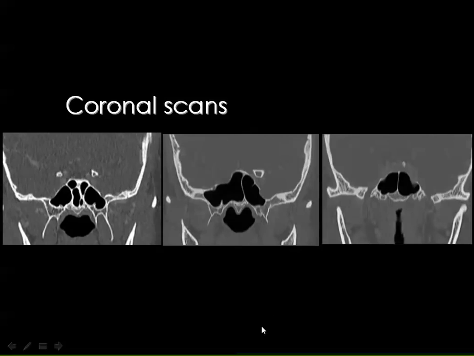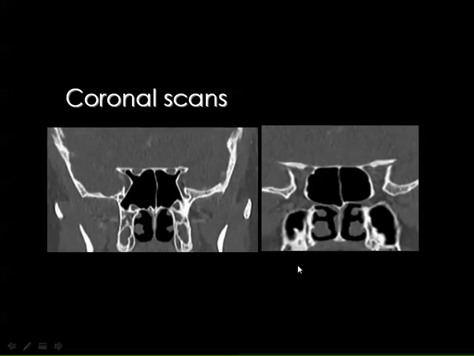The coronal scans start from the posterior wall of the sphenoid sinus, and here you can see some septations inside the sinus. Then as you proceed anteriorly, you see the sphenoid sinus two compartments, and this is the skull base, and these are the region of the pterygoid blades. Then you go more anteriorly, this is the sphenoid sinus on both sides, and this is the nasal fossa, bony nasal septum, inferior turbinate and middle turbinate.